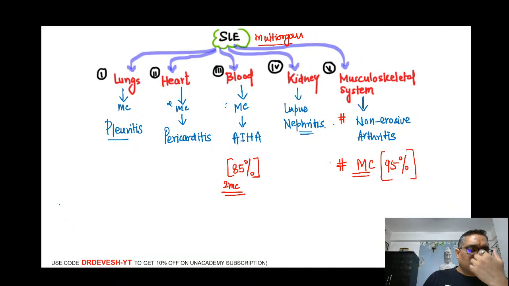95%. Then there is hematological involvement, and then there will be lupus nephritis. So please remember this point. Musculoskeletal involvement is the most common involvement, where you will see non-erosive arthritis, and the most common presentation is also non-erosive arthritis and arthralgia, right? Clear?